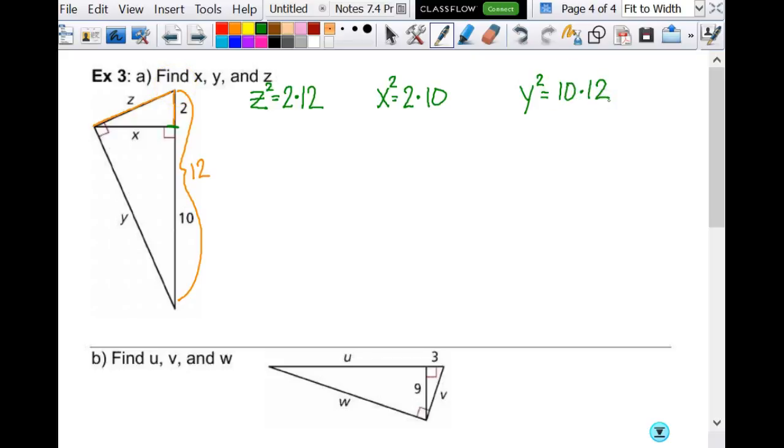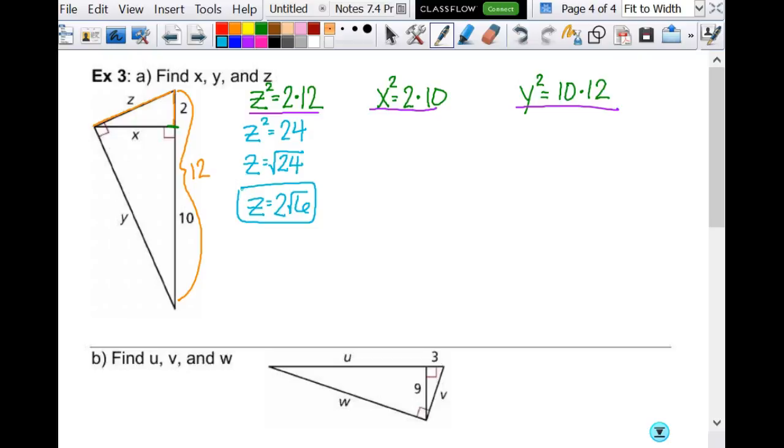After you set it up, you've got to decide where your information is and how you're going to know what to do. Well, you actually have enough information on all three of these in this particular case to work each one of them independently. So I have this, this, and this before I do anything else. Then I'm going to work them out. Here this gives me z squared equals 24. That means z is equal to the square root of 24. Do your factor tree, and z equals 2 square root of 6.